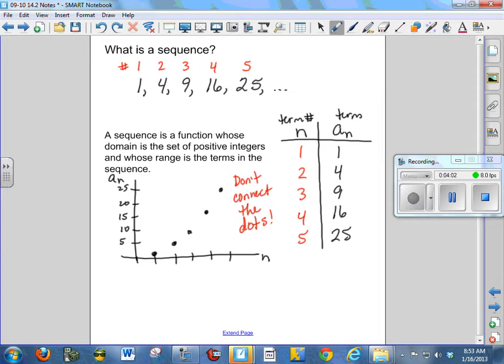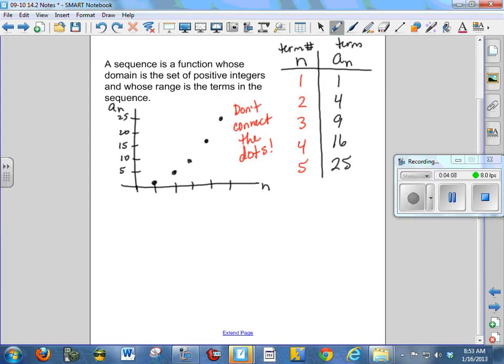Now how do we write notation here? In this particular case, we could make a rule, and hopefully you recognize that these terms are all perfect squares of the term number. So if I went down and added term number n, I could say that the rule for this term is n squared. So if I have term number n, a sub n would be n squared. So I'm going to write a rule for this. So for n greater than or equal to 1, a sub n is equal to n squared. This is my rule for the sequence.